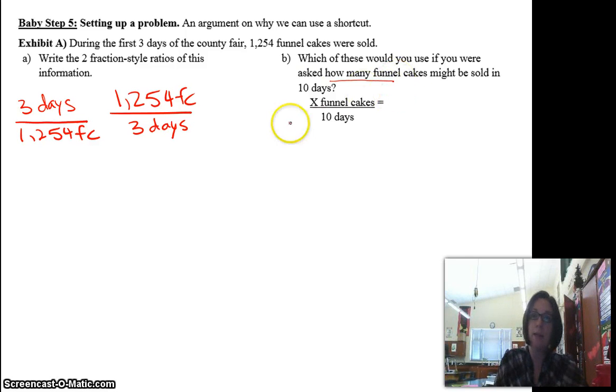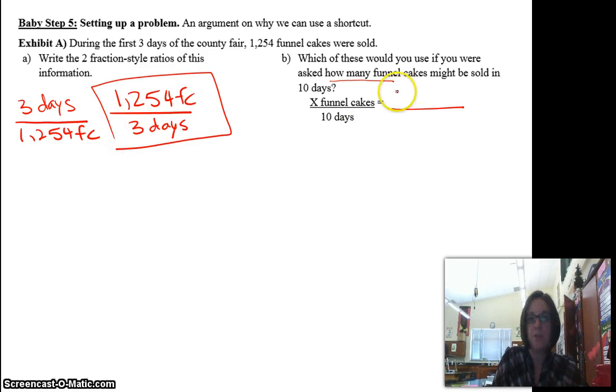So in the 8th grade, this is how you would set it up. You would say X funnel cakes over 10 days, and then you would come to these two ratios and decide which one matches, like has the same information on the same sides, since we're looking for equivalent ratios. So you would have picked this one, which means you would write 1,254 funnel cakes on top and 3 days underneath. And so that's how you would have started the problem in the 8th grade.